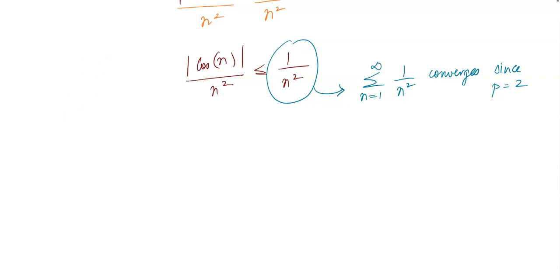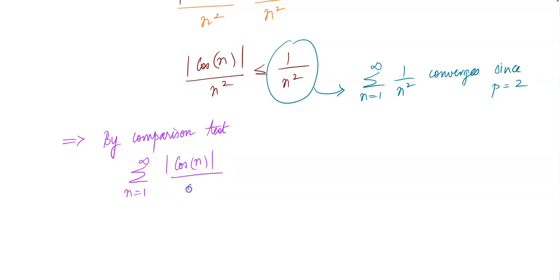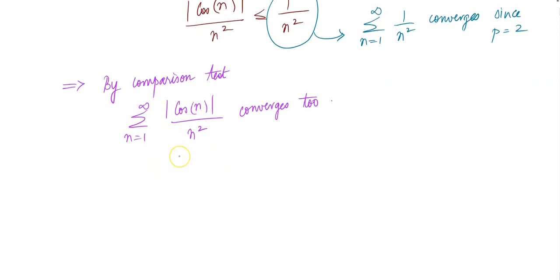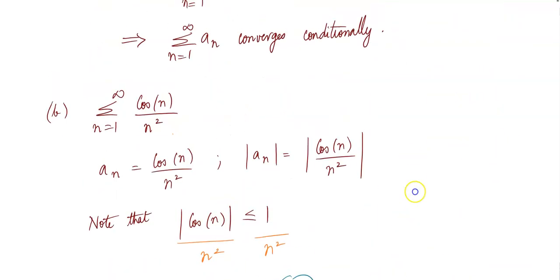So then we say, this implies, by the comparison test, summation n=1 to infinity of the absolute value. Again, the absolute value applies only to the numerator, because the denominator is n squared, so you always get a positive result from the denominator. So we know that this converges. Now, if your absolute value converges, we know that the series converges absolutely.